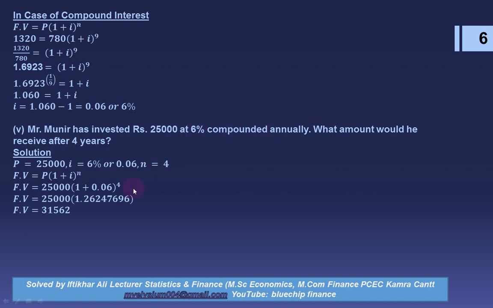So once again, it is the question of future value and compound interest. We apply the formula of future value equals P multiplied by (1 plus i) raised to the power n, where P is 25,000 and the interest rate is 6% compounded annually. So the interest rate will be 0.06, and for 4 years, n will be equal to 4. After calculation, the future value will be 31,562.